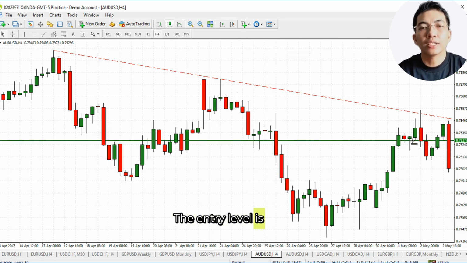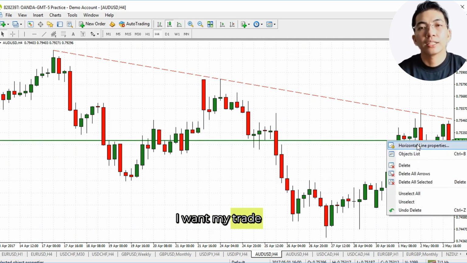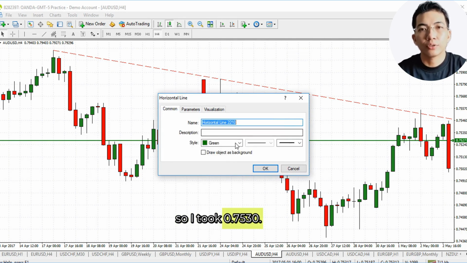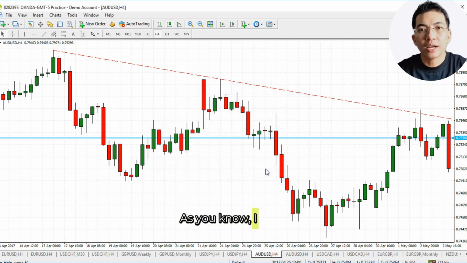The entry level is quite easy. I want my trade right after this candle, so I took 0.7530. As you know, I like to get my trade with a price that ends with 0 or 5, so I can calculate my stop loss and take profit faster.